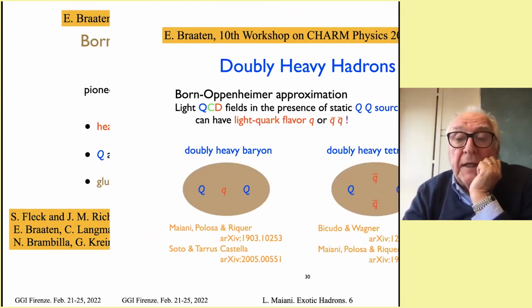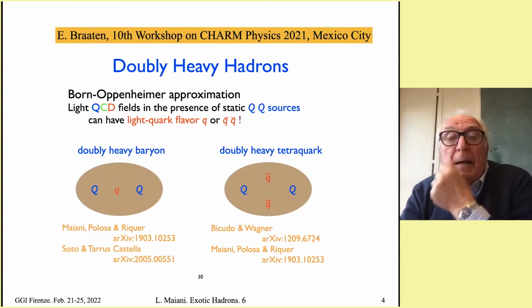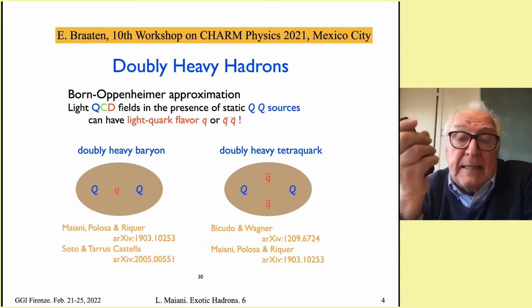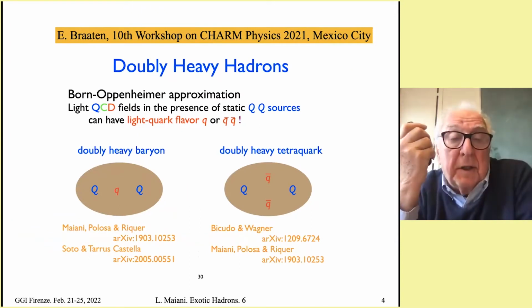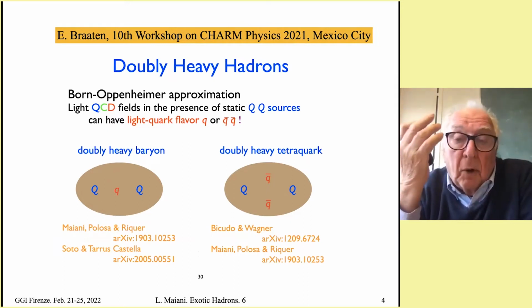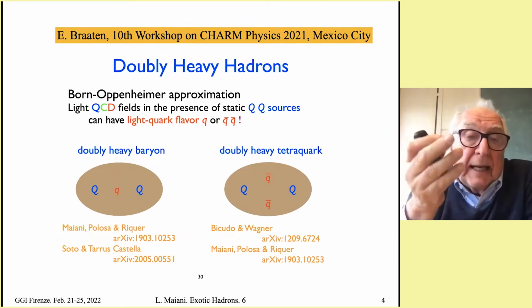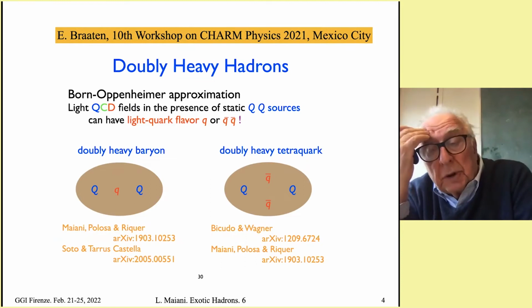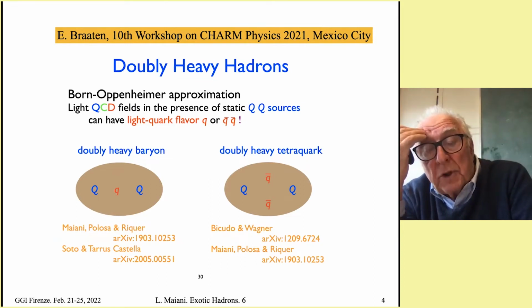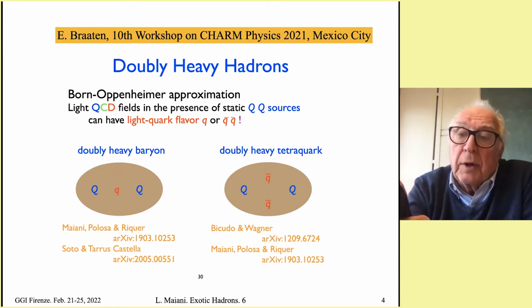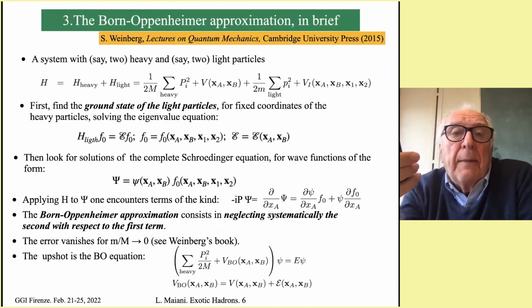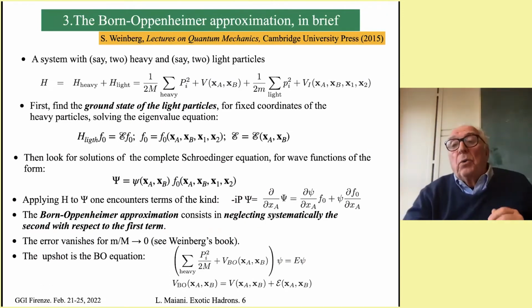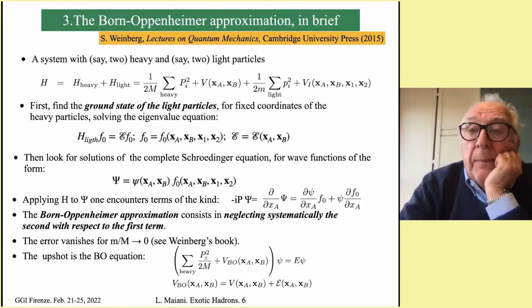But we will consider instead another case, that is the case in which you have two heavy quarks, say charm or beauty, and one single light quark, which is the case of a doubly heavy baryon, or two light antiquarks, which is the case of a doubly heavy tetraquark. And this is what I will discuss in this lecture. But first, let me tell you how you deal with the Born-Oppenheimer approximation.